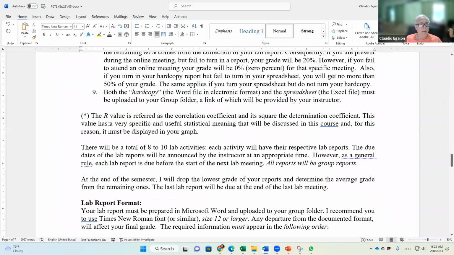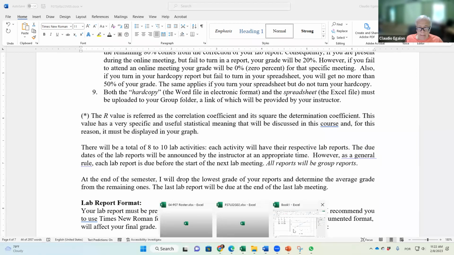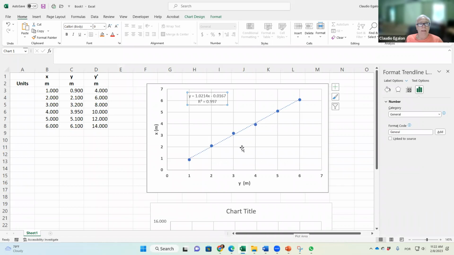Here you go. The R value is referred to as the correlation coefficient, right? And its square as the determination coefficient. This value has a very specific and useful statistical meaning that we'll be discussing in this course. But you should have already noticed that the closer your R is to 1, or R squared is to 1, the more perfect the fitting you have for this equation. That's what the interpretation of this R value is.